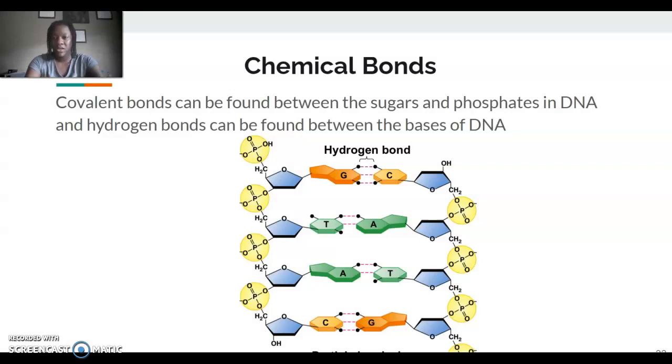Other chemical bonds: covalent bonds can be found between the sugars and phosphates in DNA, and the hydrogen bonds can be found between the bases in DNA. And this is going to be very important. Again, this is a diagram that I'm going to throw back at you a little bit further down the road, and we're going to look more deeply at what these bonds are and where they are and why it's important. We're just getting a little bit of the chemistry out of the way so that when it's time for us to talk about it, we're comfortable with it. So this is a piece of DNA and it's showing both covalent bonds and hydrogen bonds within the molecule.